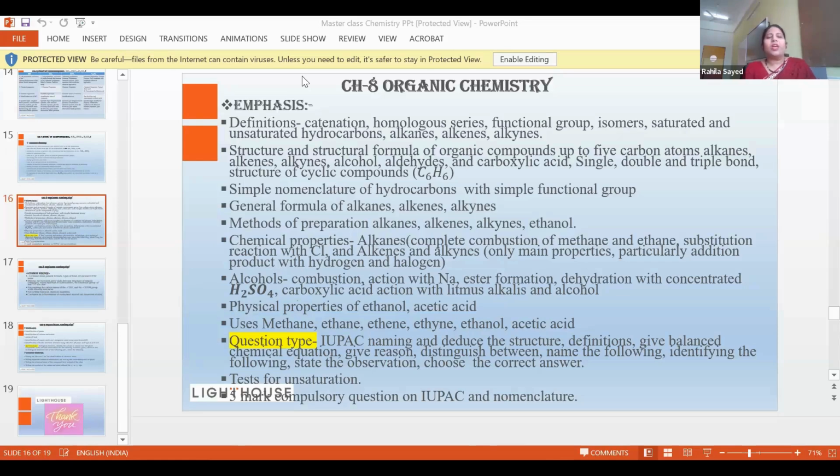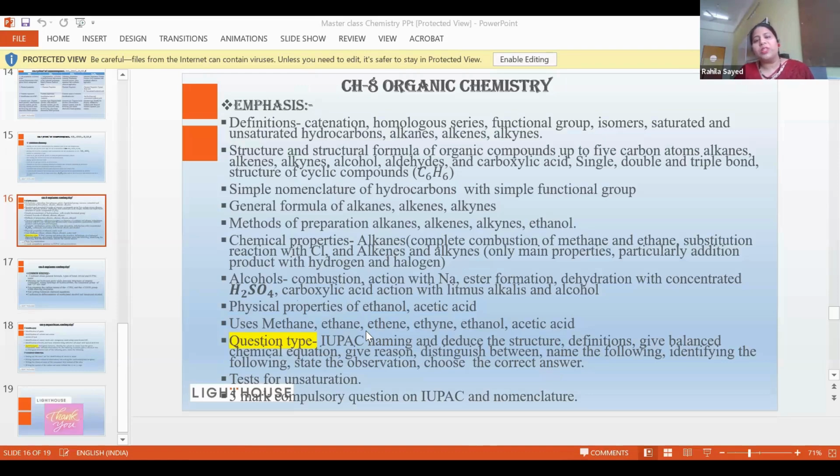So, emphasis is given to structure and structural formula of organic compounds up to 5 carbon atoms, that is alkanes, alkenes, alkynes, alcohols, aldehydes, and carboxylic acids. Up to 5 carbon atoms, you need to know the structural formula and the IUPAC name. Children, a question on IUPAC name and nomenclature is asked in the first section A. That is the compulsory 40 marks question. A 5 mark question is always there. Since last 3 years it has been asked. So thoroughly prepare on this.